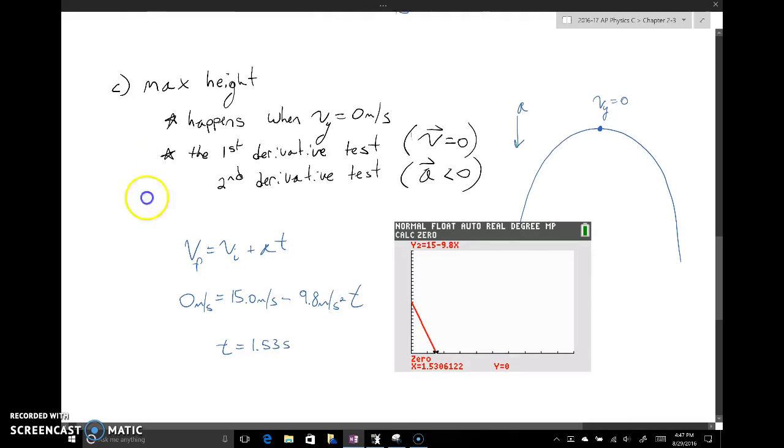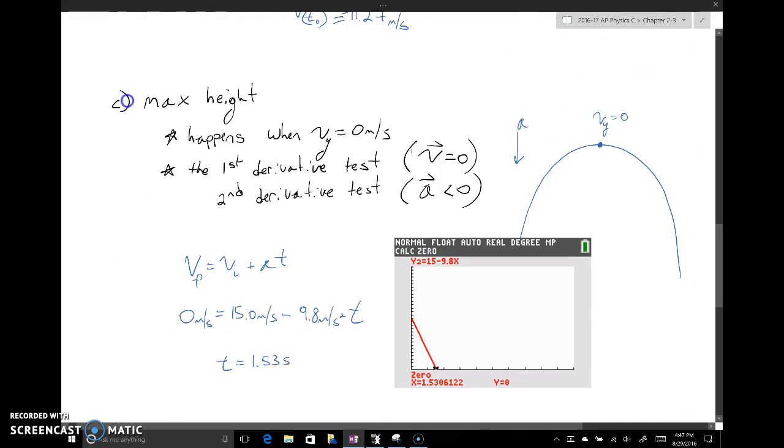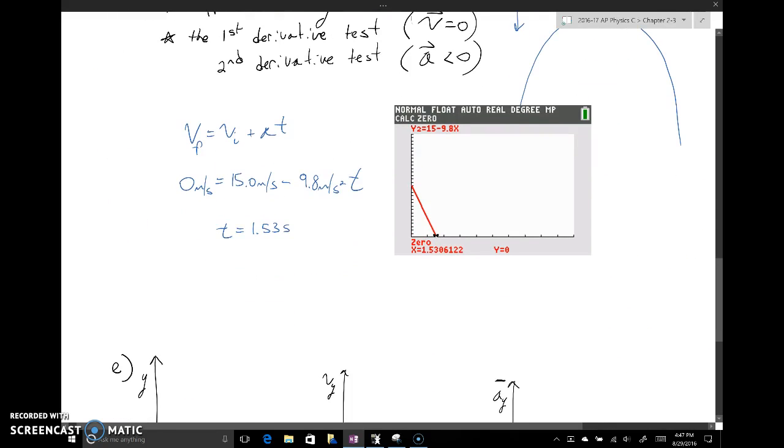And if we wanted to find the max height, we could have plugged this in. So the max height, or final max, we would have plugged our time into our position function, and evaluating it algebraically would give us 11.5 meters.